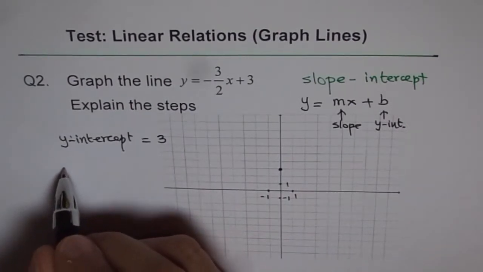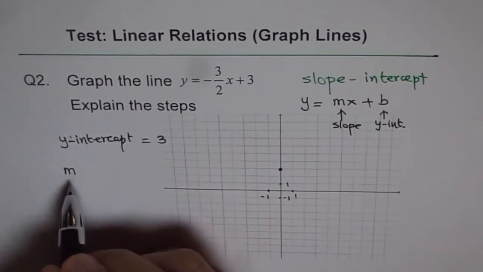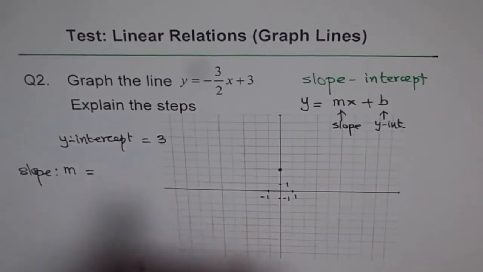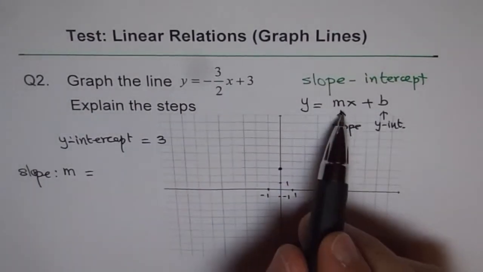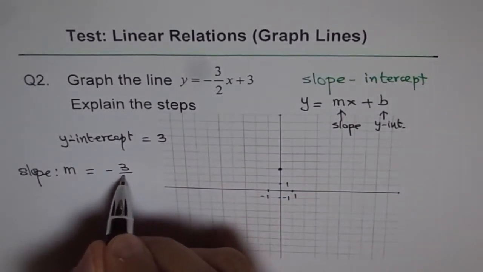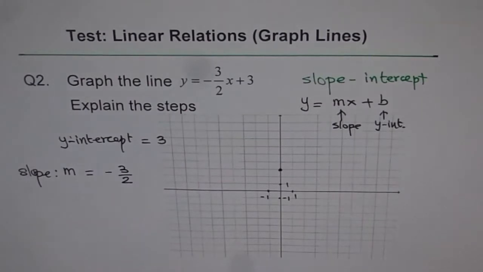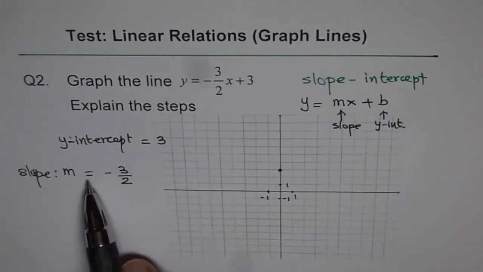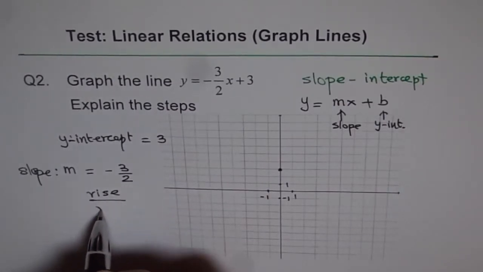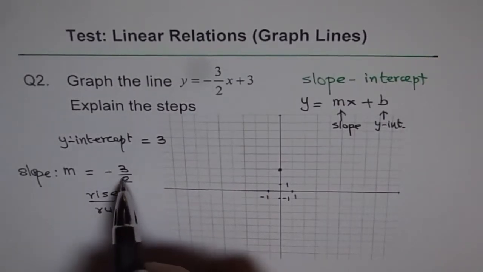The second thing we have to figure out is the slope m. So the slope, if you compare, m is equals to minus 3 over 2, coefficient of x. It is minus 3 over 2. That is the slope. So we get the second point using the slope. Slope is rise over run, correct? Slope is rise over run. So rise here is minus 3 and run is 2.